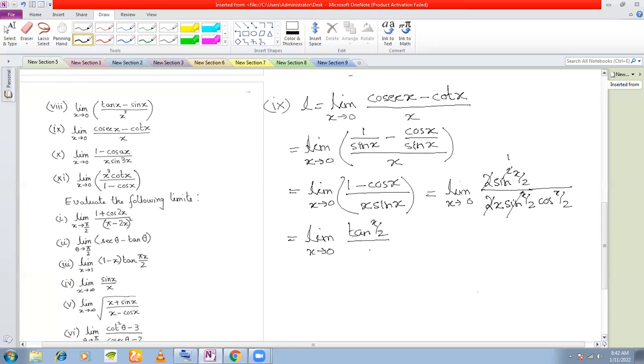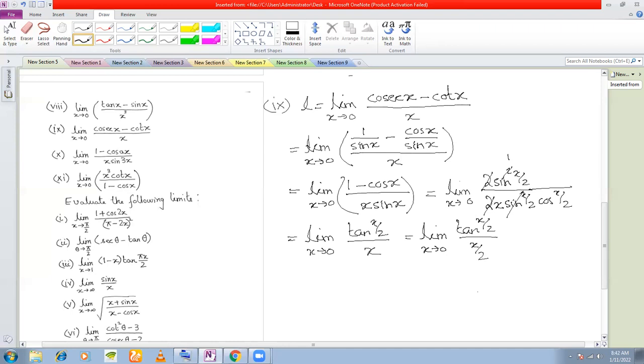And don't forget you already have an x in the denominator also. This is what we are going to get. So now we just need a little bit of adjustment. We are going to bring this to the form limit x tends to 0 tan x by x. So I have an x by 2 here, but in the denominator I don't have an x by 2, so I'll take an x by 2 in the denominator.